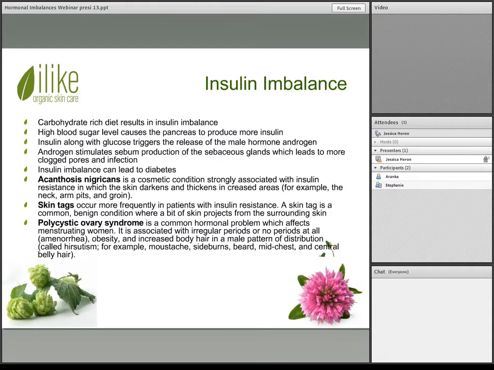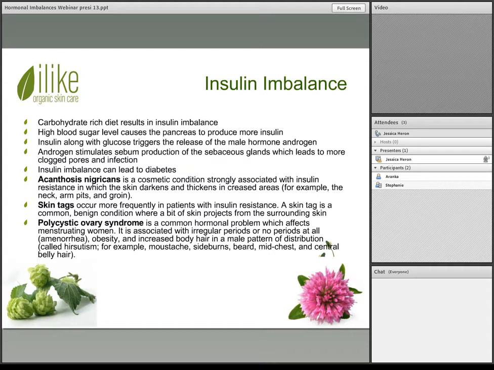Polycystic ovarian syndrome. It's a common hormonal problem which affects menstruating women. So during a time in a woman's life when they're still menstruating. It is associated with irregular periods or sometimes no periods at all. It can also be associated with obesity and increased body hair in a male pattern of distribution called hirsutism. So for example, around the upper lip, a mustache, sideburns, beard, or the mid-chest and the central belly area are some common areas where you'll notice increased body hair patterns, like a male pattern.